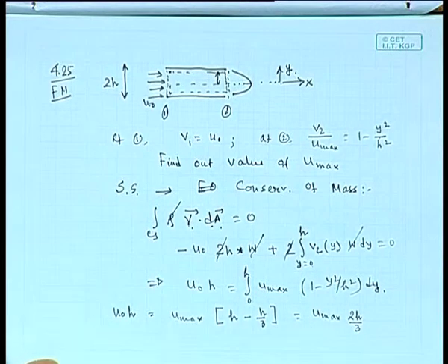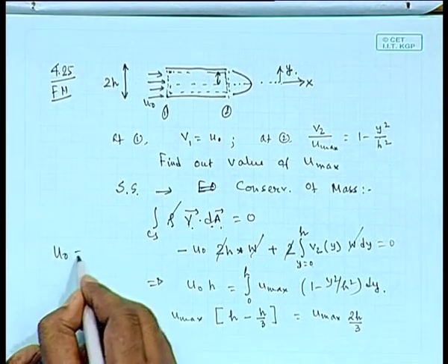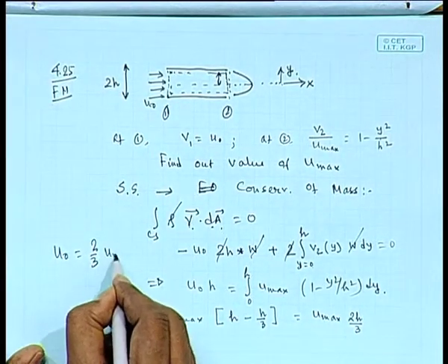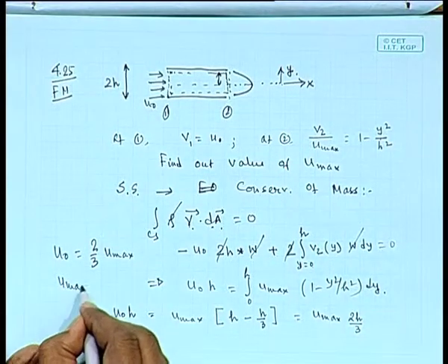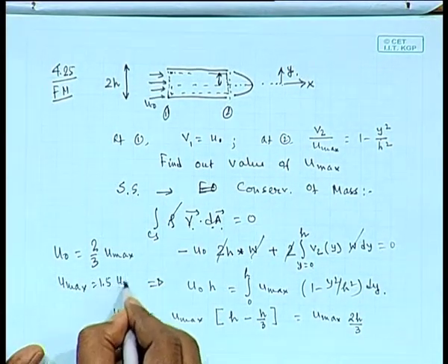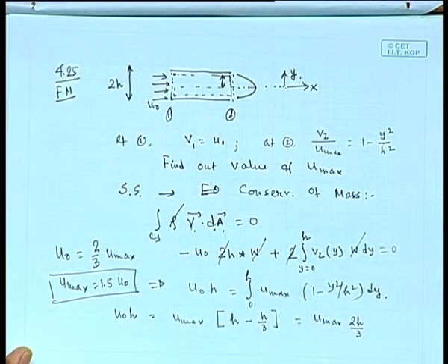This h will go off. So you will basically have u0 equal to 2 by 3 u max, okay, and u max will be 1.5 u0. So, if u0 is given, you can find out what u max is.